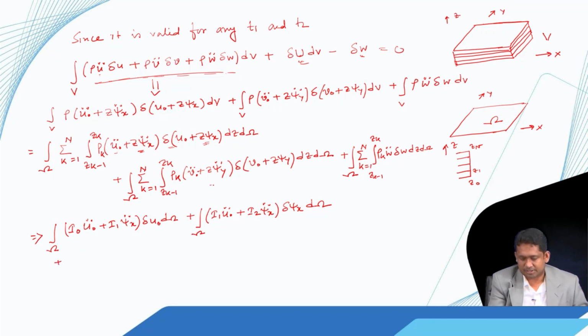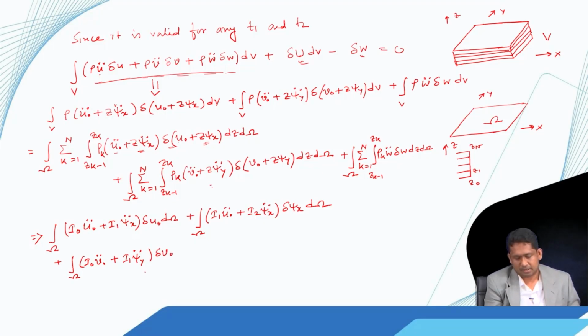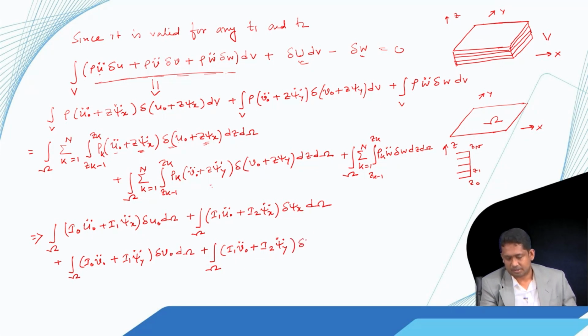Similarly, from this term we get I 0 v 0 double dot plus we have I 1 into psi y double dot multiplied by variation of v 0, plus we have I 1 into v 0 double dot plus I 2 into psi y double dot multiplied by variation of psi y, and then we integrate over the surface, and then finally we get the result of this integration.